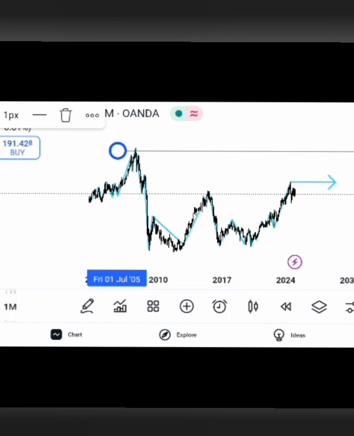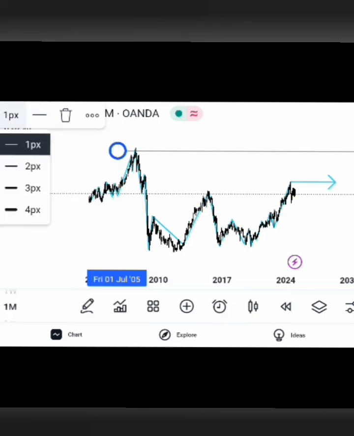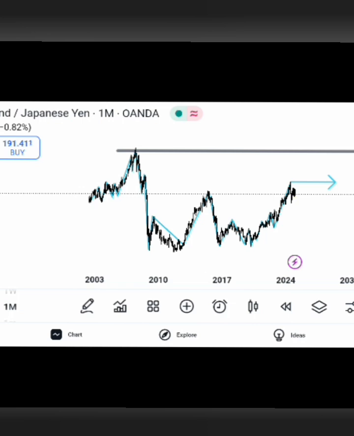Let's change the color. Let's change the thickness to this. Then let's change the color. Let's leave the color like this. This is one turning point, so follow me carefully.